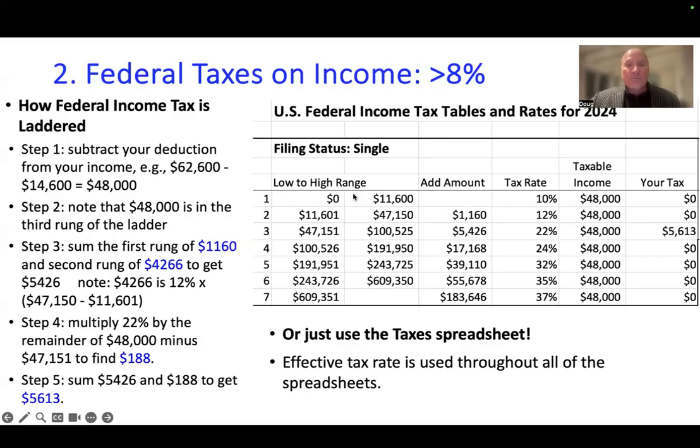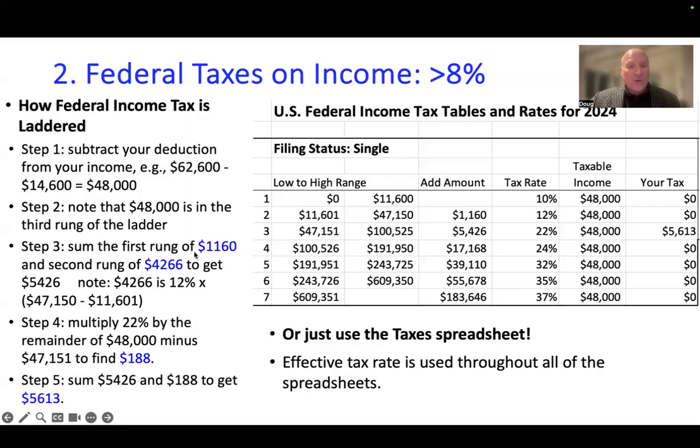The way it's going to work is the first 11,600 of the 48, that's taxed at 10%, so that's $1,160. Then the next bit that fits between these numbers, so let's say 47,000 minus 11,000, I'm rounding off here. 47 minus 11, that's 36,000. That 36,000 is taxed at 12%, and that's $4,266. So then finally, there's just a little smidgen, 48,000 minus 47,151, about $900 or $850. That's taxed at 22%. So only that little bit of $800 or so dollars is taxed at 22%.